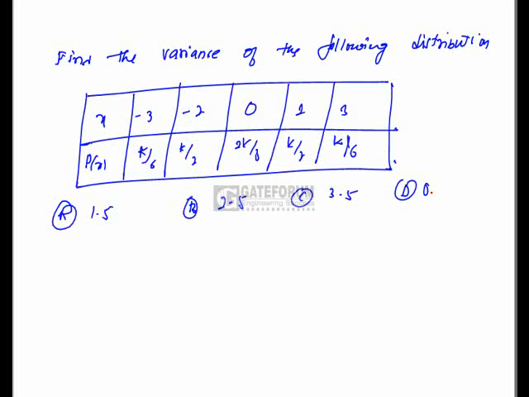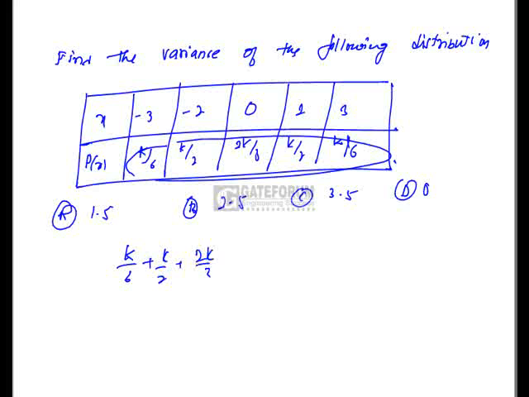We have to find the variance of the distribution. Now, in order to find the variance of the distribution, first we have to find the value of k, and also we know that the total probability is 1. So the probability values are given in the table. So the sum of these values must be 1, so plus k by 2 plus k by 6 must be equal to 1. If I simplify, then the value of k will be 1.